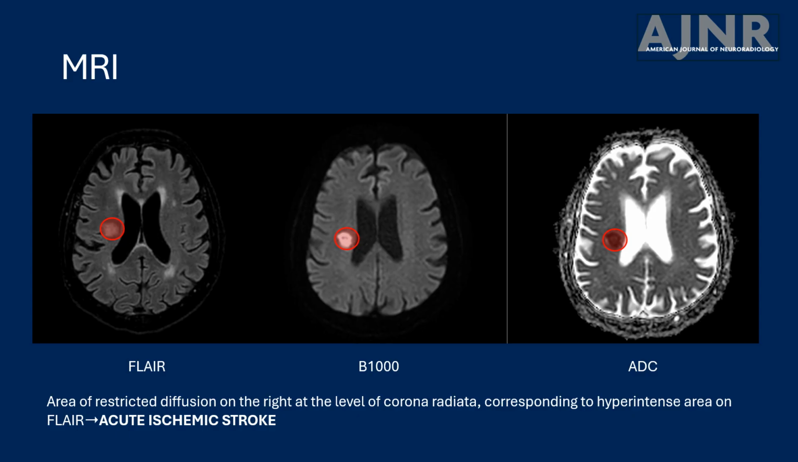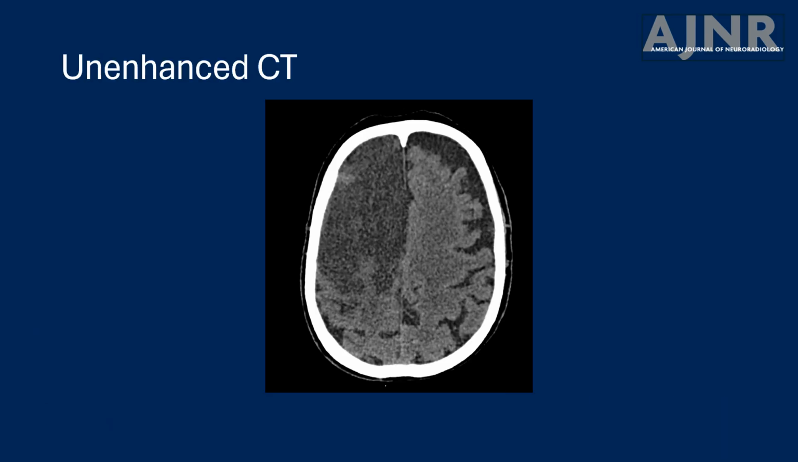In MRI, probably the two most important sequences are the diffusion weighted imaging and the ADC map. A bright signal on diffusion imaging indicates restricted diffusion, that is typically due to cytotoxic edema representing an acute infarct, while a corresponding drop in the apparent diffusion coefficient confirms acute ischemia.